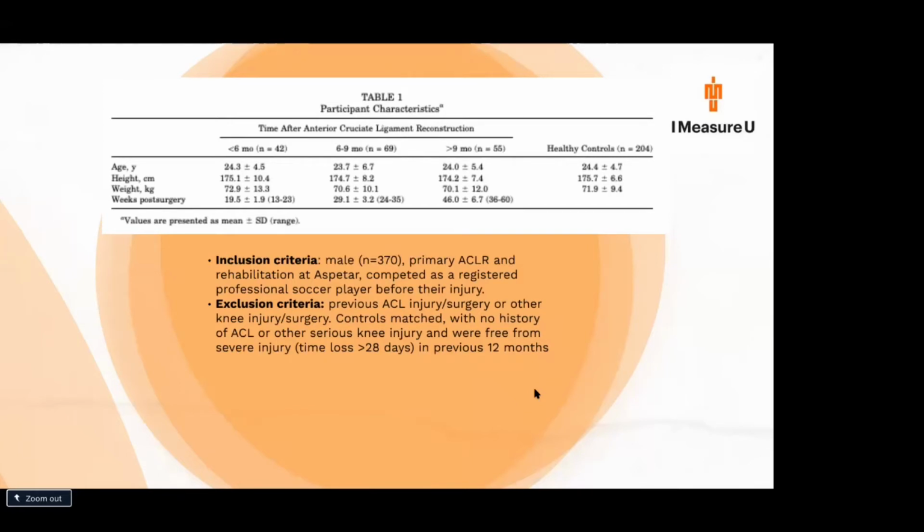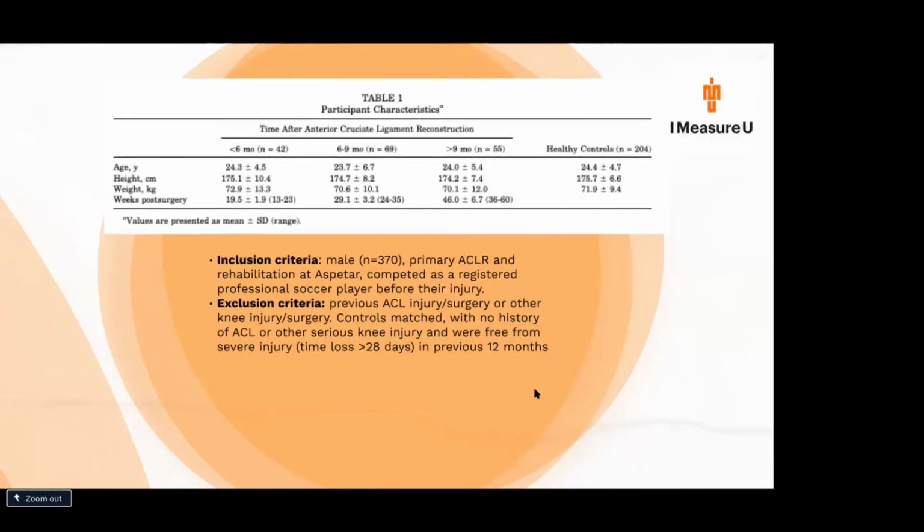Exclusion criteria for the group were previous ACL injuries or surgery, or any other knee surgery or injuries for that matter. The controls were matched anthropometrically, and they had no history of any ACL injuries or other serious knee injuries, and were free from severe injury in the previous 12 months. So I'll just give a couple of seconds to look through that table. As I say, they were matched anthropometrically.